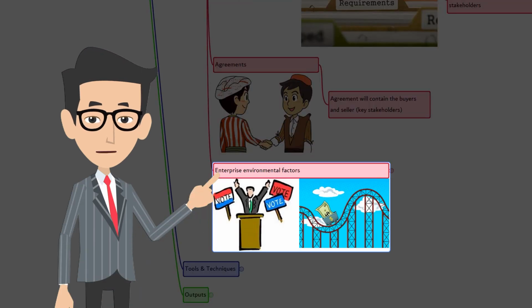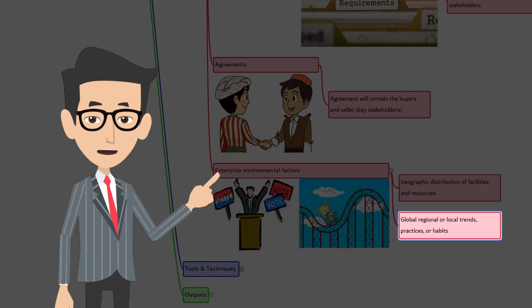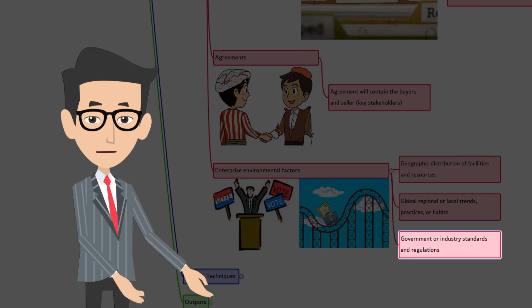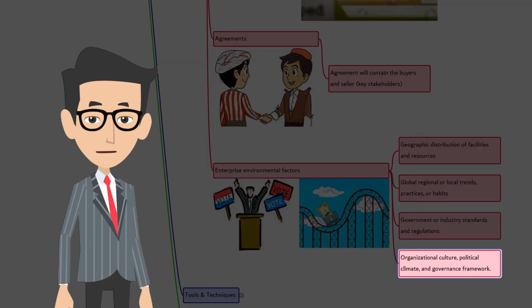The sixth input is enterprise environmental factors. Geographical distribution of facilities and resources, global, regional, or local trends and practices or habits, government or industry standards such as regulations, product standards, and codes of conduct. Culture and structure of an organization can influence the way the projects are managed and executed. These are some of the key inputs from enterprise environmental factors that are considered as inputs.